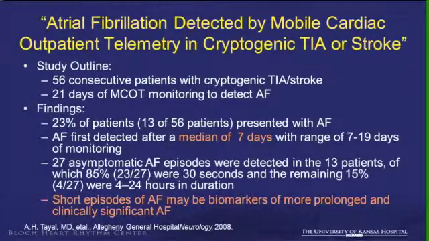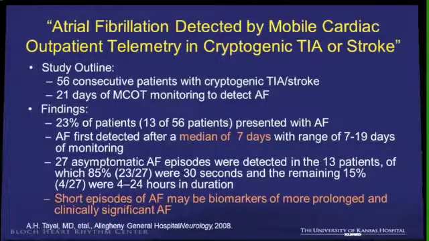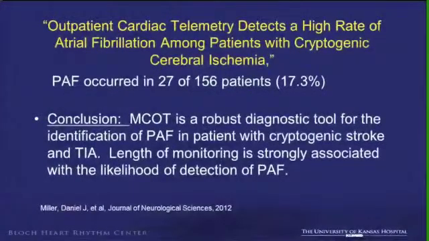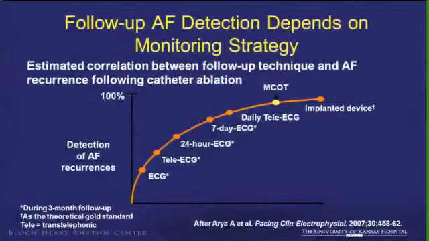And they were all very short, suggesting that the short episodes of AFib may be biomarkers for more prolonged and significant episodes. Another study, again looking at mobile cardiac telemetry, showed that they were able to detect 27, or 17.3%, of patients with undiagnosed atrial fibrillation and cryptogenic stroke.